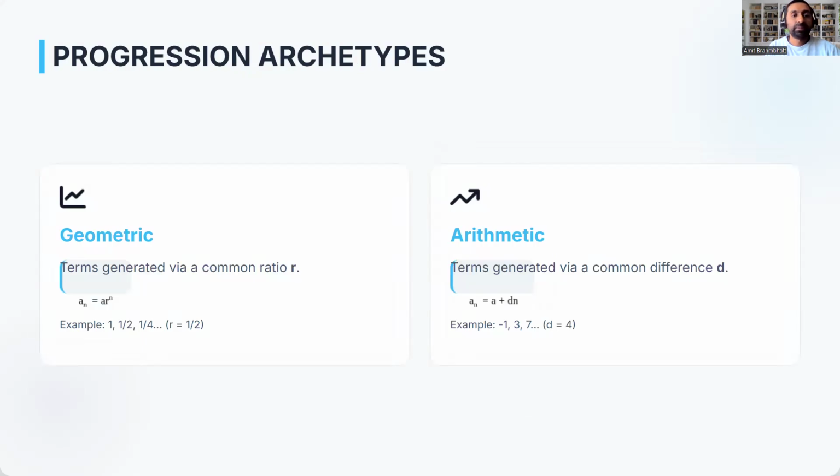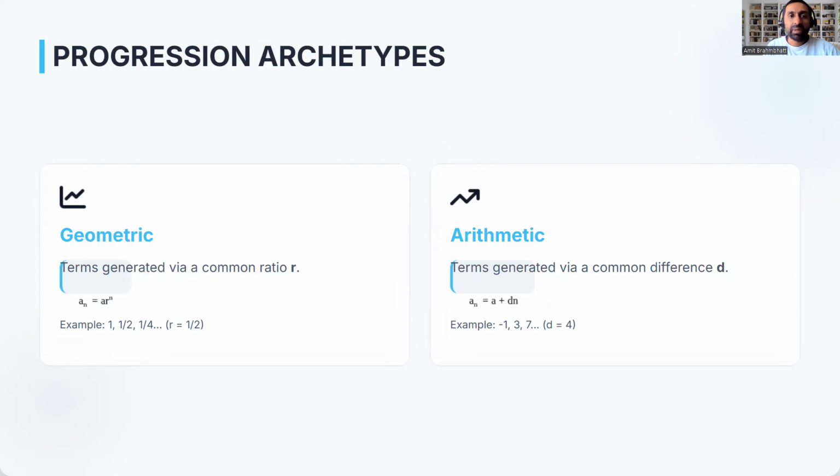Progression archetypes. Within sequence analysis, we frequently encounter two foundational progression archetypes. The first is the geometric progression. Here, each consecutive term is generated by multiplying the preceding term by a constant factor known as the common ratio, denoted as r. This yields exponential behavior, which you will see frequently when measuring things like binary tree expansions or divide and conquer algorithm partitions.